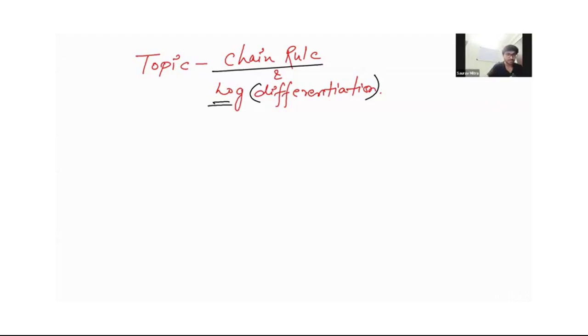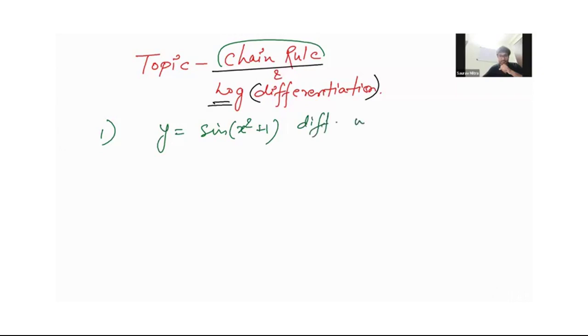So how to differentiate functions using the chain rule. Okay, so let's start with a question. Let us suppose we are given a function y is equal to sine of x square plus 1. It is a trigonometric function, and we have to differentiate it with respect to x. So what we will do, we will differentiate both sides with respect to x.